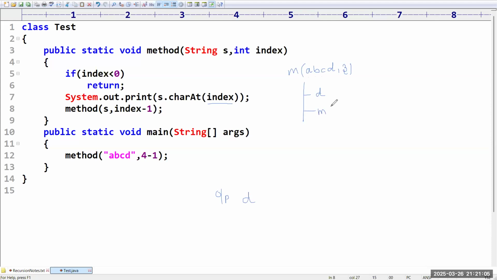After that, we are calling the same method by passing the same string. We are not disturbing the string. And what is the updation? Instead of index, I am taking index minus 1. If you take index minus 1, 3 minus 1 will become 2. So this is what happens in the first method call. Any queries up to this? Please confirm.